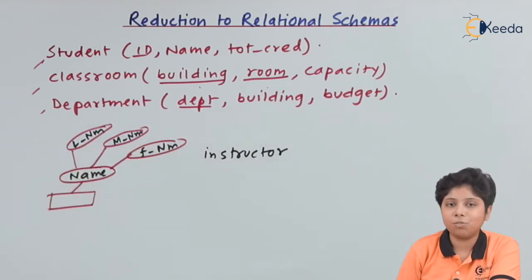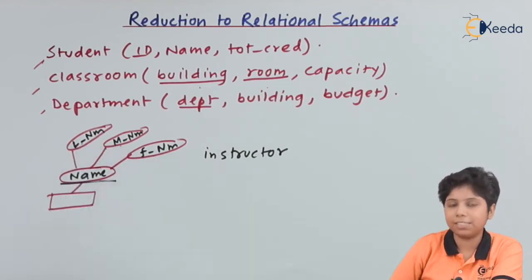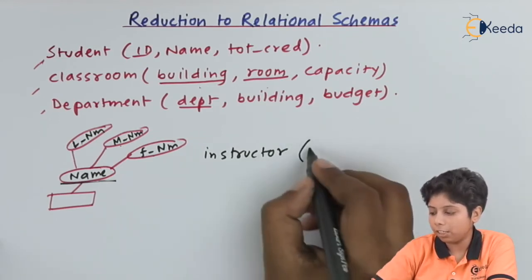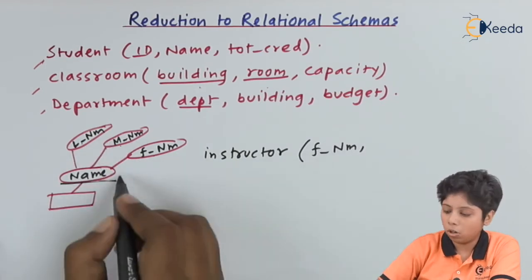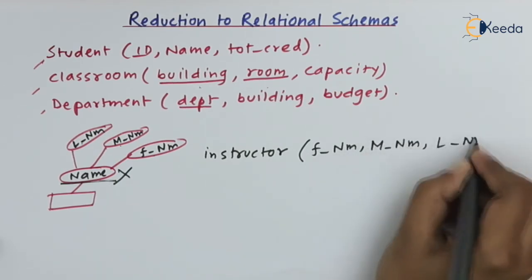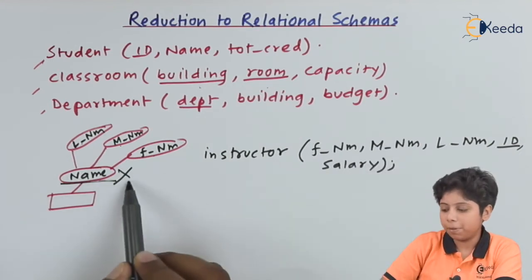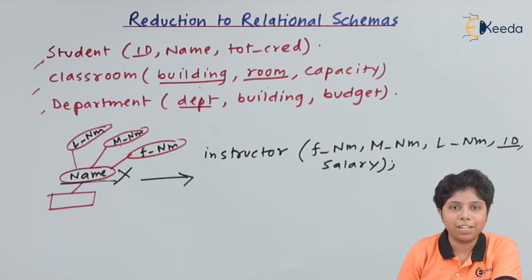So if there is an instructor relation and name is the attribute, then first name, middle name and last name can be the derived attributes, or the attributes that are a part of the attribute. So in the instructor relation, we will include only the simple attributes that we can add, not the attribute that has a complex name. This way, the ER model representation of a complex attribute can be converted to a relational schema. Now, what happens with a multi-valued attribute?